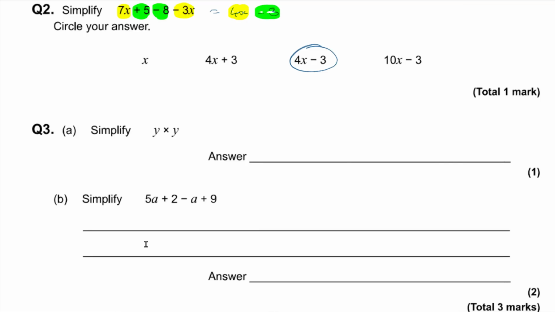Question 3a, simplify y times y. Yep, so when I multiply something by itself, I square it, so that's going to be y squared. Simplify 5a plus 2 minus a plus 9. Like terms are 5a and minus a, and I've got some more like terms in 2 and plus 9. So combining the 5a minus a, that's going to give me 4a. And combining the plus 2 plus 9, that's going to be plus 11 then, isn't it? Okay, so 4a plus 11, that's my final answer.